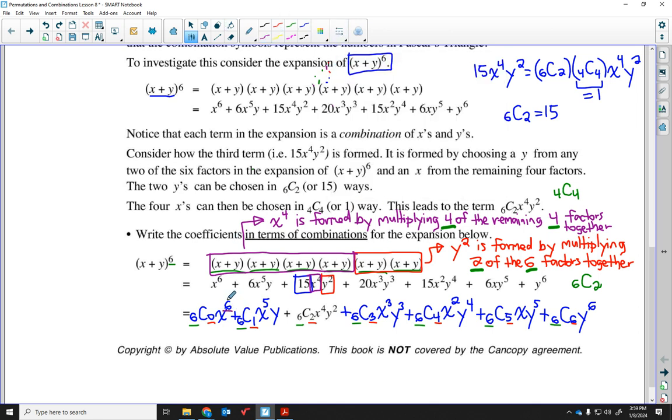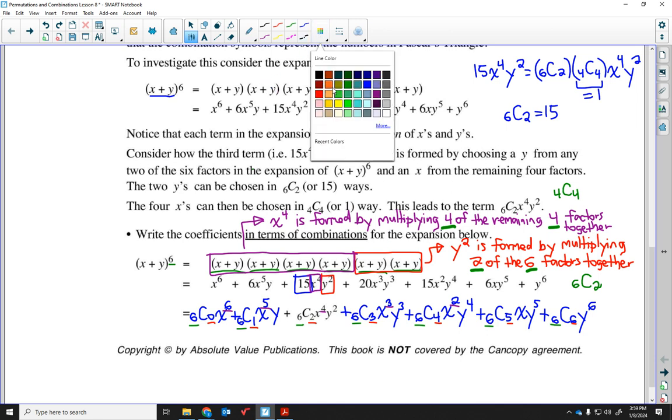So here we start with x to the power of 6, and then every consecutive term, that power is going to decrease by 1. So go from 6 to 5 to 4 to 3 to 2. There's a 1 right there. And then it would be x to the power of 0, which is we don't see it at all.